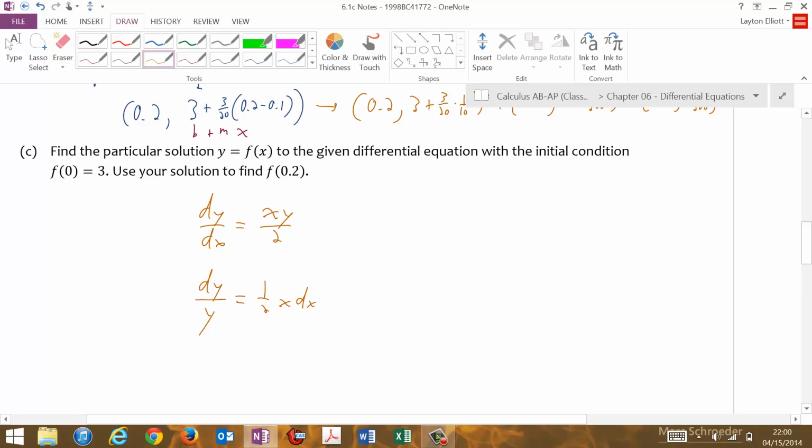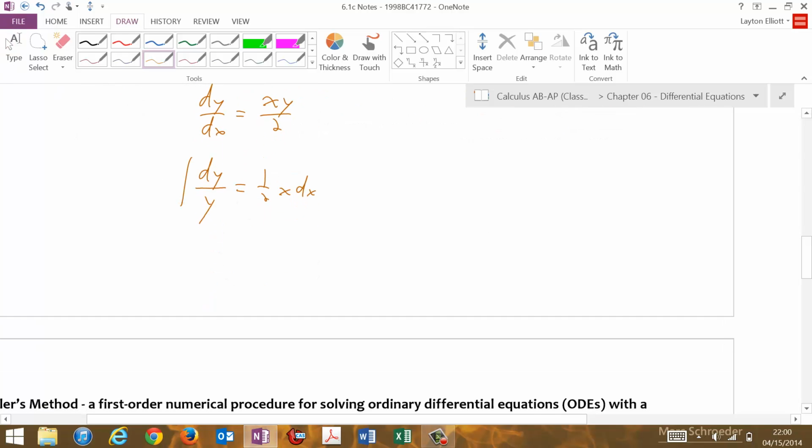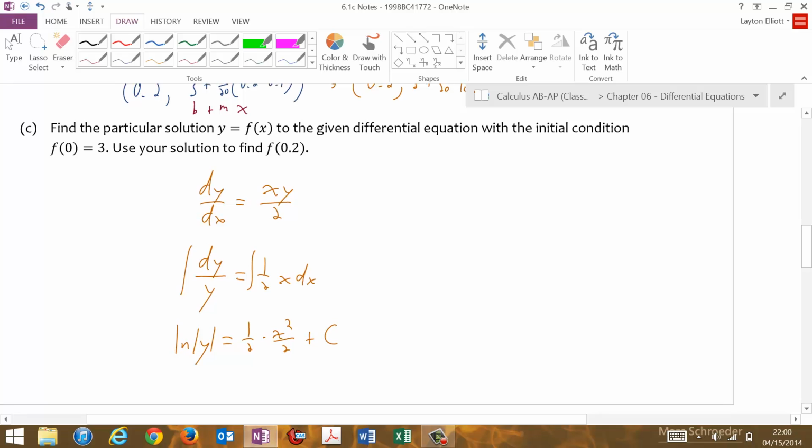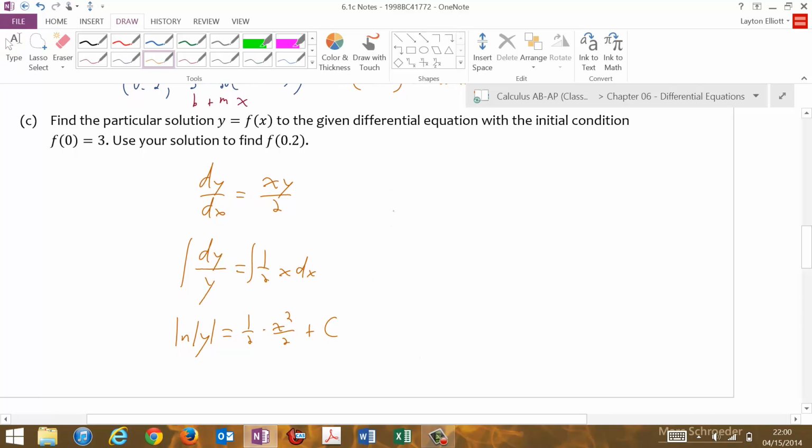1/2 x dx. If I take the integral of both sides, I get ln of y is equal to 1/2 times x squared over 2, and then plus a c value. And if I use my initial condition, I get the ln of 3 is equal to, that'd be c. So then I can go back to this and say ln of y is equal to x squared over 4 plus c, or y is equal to, this would be e to the x squared over 4 plus c.